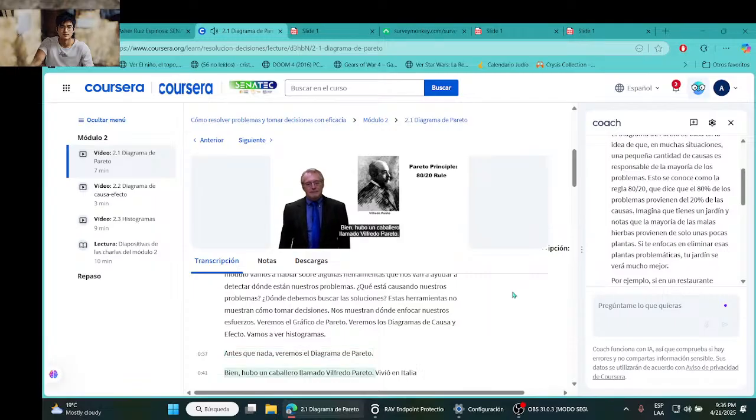Well, there was a gentleman named Vilfredo Pareto. He lived in Italy in the late 1800s, early 1900s. He was looking around and realized that 80% of the wealth of Italy in 1906 was controlled by 20% of the population. So he came up with the 80-20 rule. We hear the 80-20 rule all the time. That's where it came from.